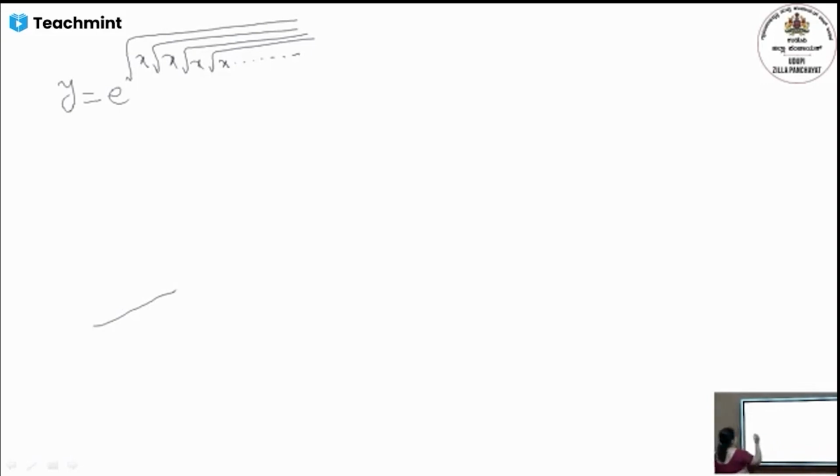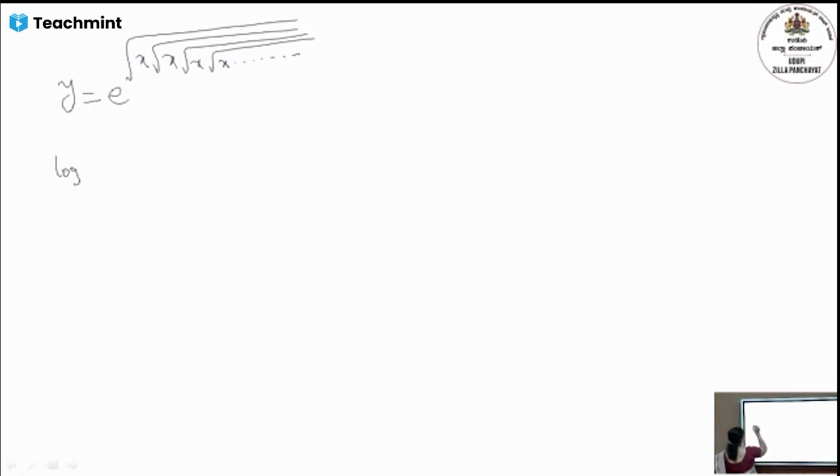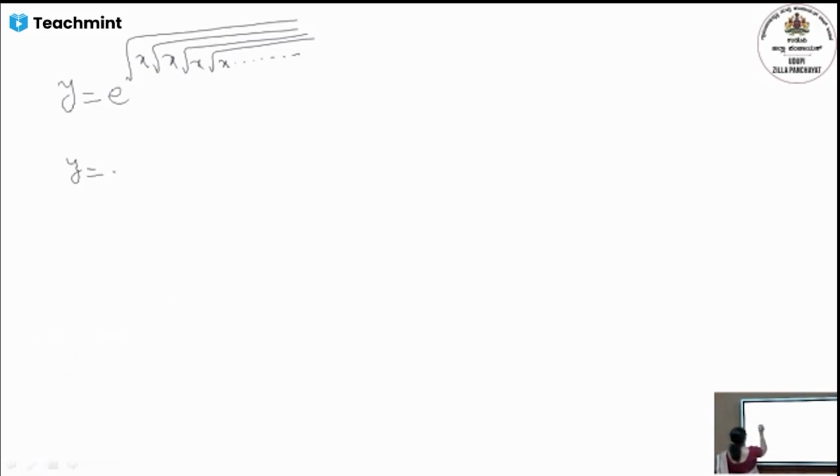So what is it that you have? y is equal to e to the power, I'll take log on both sides, or let it be as it is. Can you see that for the first x it is x to the power half, for the next it is half into half, 1/4, for the next it is half into half into half, 1/8, and so on. So what I have is e to the power x to the power half plus 1/4 plus 1/8, and it continues.